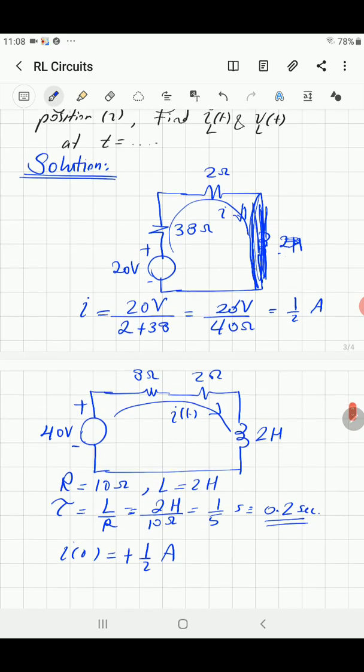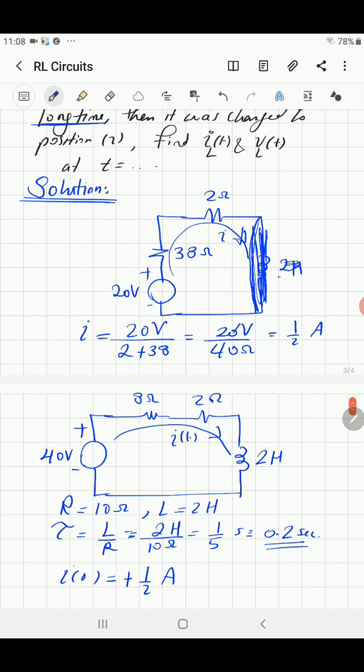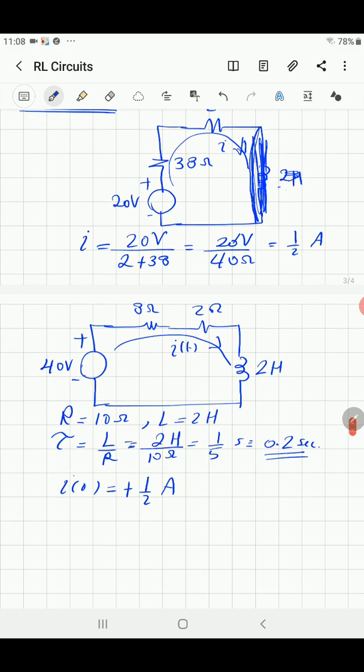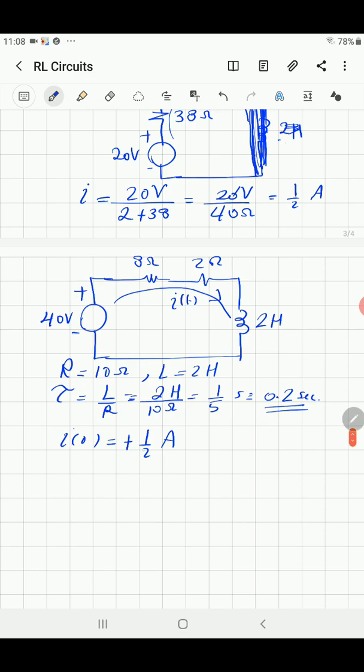Somebody's asking what happens if the current in this circuit was in the other direction. It would be negative, because the last position is your reference. Okay, so that's half ampere. So now you know the initial condition is equal to half ampere.